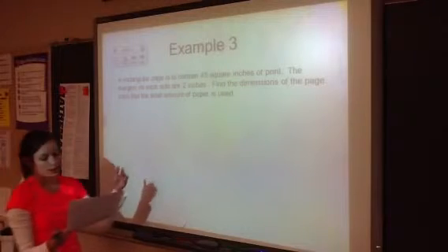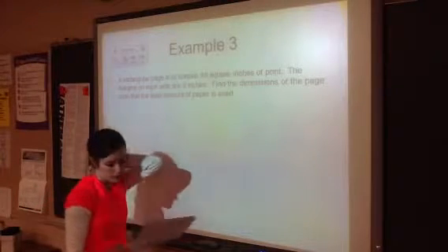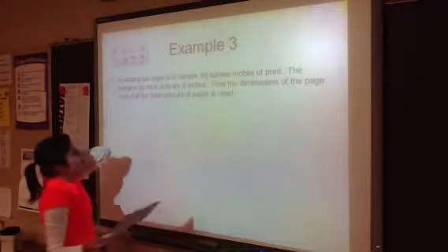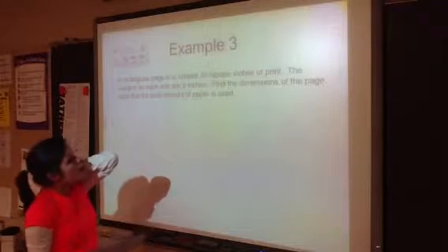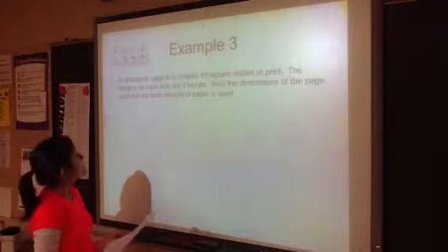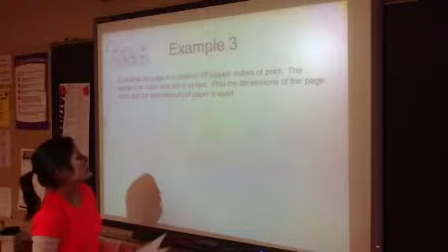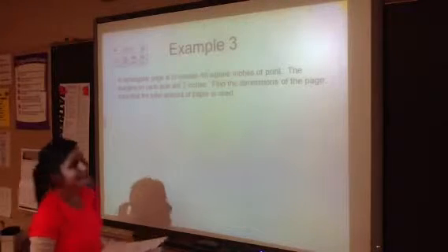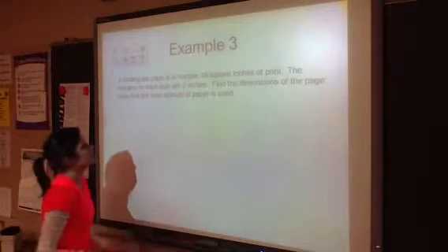Example 3, I finally did put a rectangle on this one, sorry about that. A rectangular page is to contain 45 square inches of print. The margins on each side are 2 inches. Find the dimensions such that the least amount of paper is used.